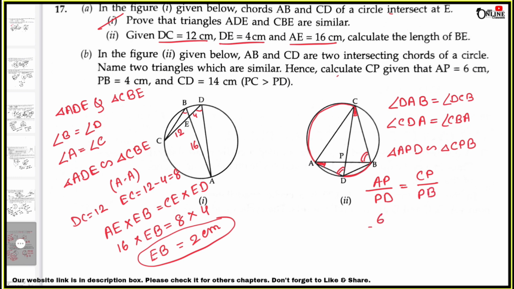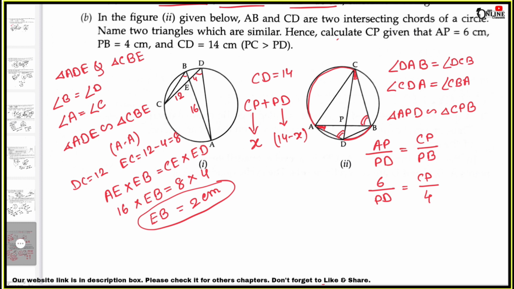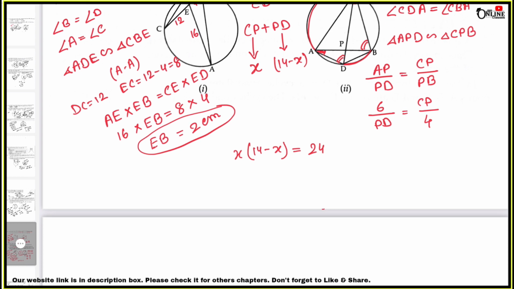Now you know the value, AP equal to 6. PD, we don't know the value of PD. CP, we also don't know the value of CP. And next one, PB equal to 4. Here CD equal to 14. Now you know that CD means CP plus PD. So if I let CP be X, then PD will be 14 minus X. It's clear? Okay. So now 6 into 4, 24. And here CP into PD, that means X into 14 minus X. So X into 14 minus X equal to 24.